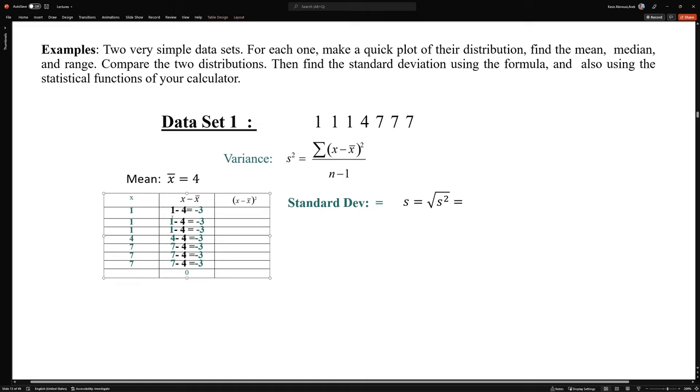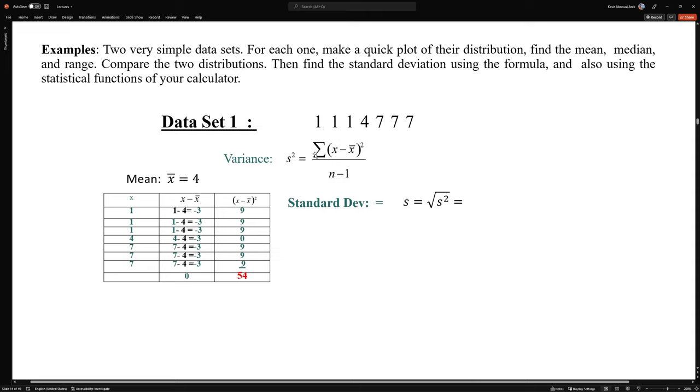The first term is 1, so it's equal to minus 3. But be careful, we square this value, which means it becomes minus 3 to the power of 2, which will make it a positive value, 9, right? If we square the minus 3, it will be 9. So we do the same for all values, and after that we sum 9 plus 9 plus 9 plus 0 plus 9 plus 9 plus 9, and it will be equal to 54.